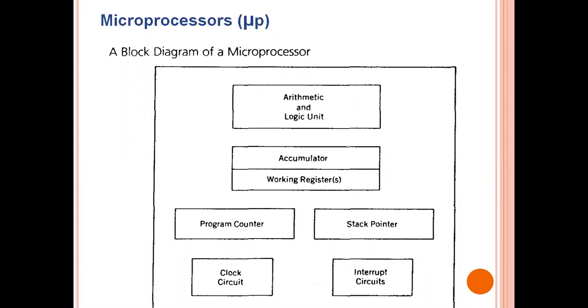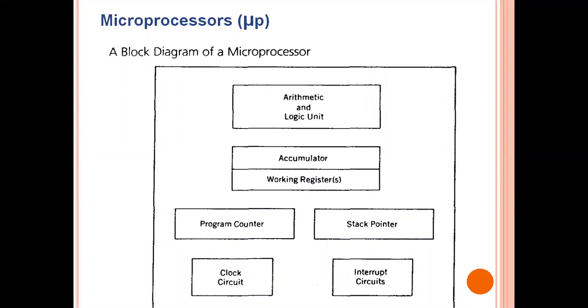Next part is the program counter. Shortcut is PC. What is PC? It is used to provide the next instruction address. Whenever the CPU is executing the current instruction, it needs to fetch the next instruction to execute further. Using the PC content, the CPU can get the next instruction address. Next part is the stack pointer, SP. SP provides the top of the stack when we work with the stack memory.